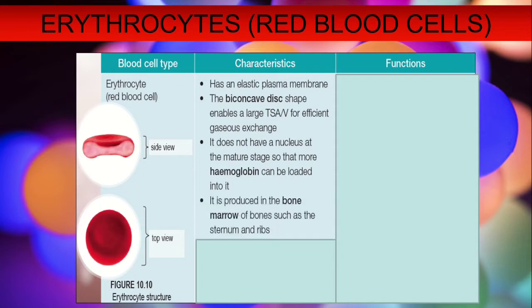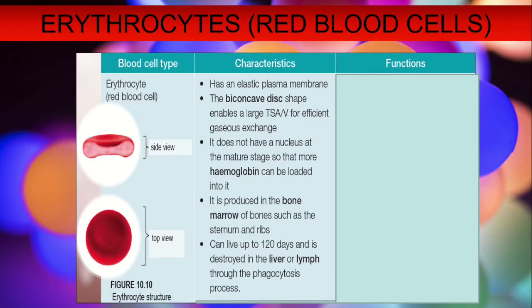The erythrocyte is produced in the bone marrow, such as the sternum and ribs. The lifespan of the erythrocyte is up to 120 days. It is destroyed in the liver or spleen through the phagocytosis process.